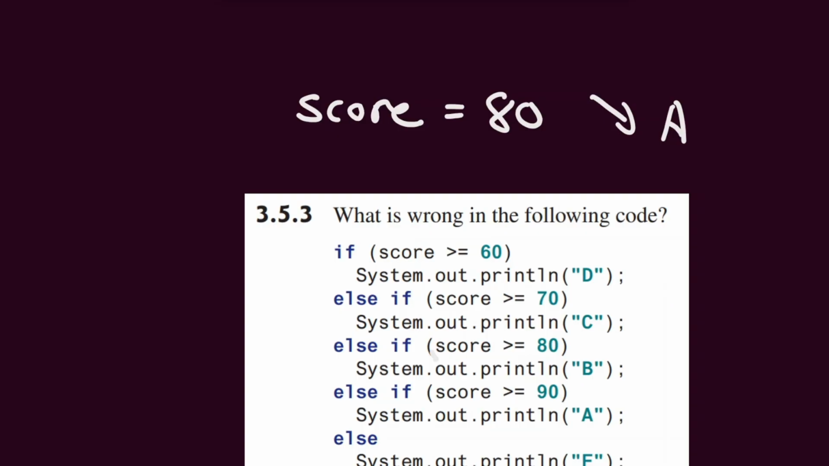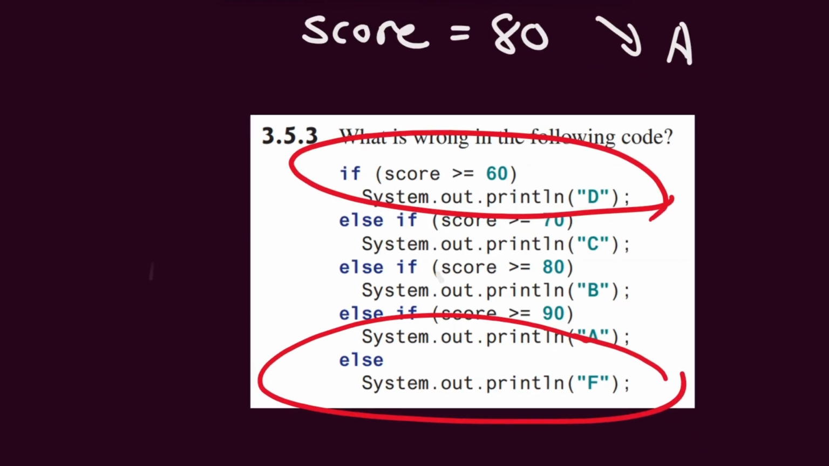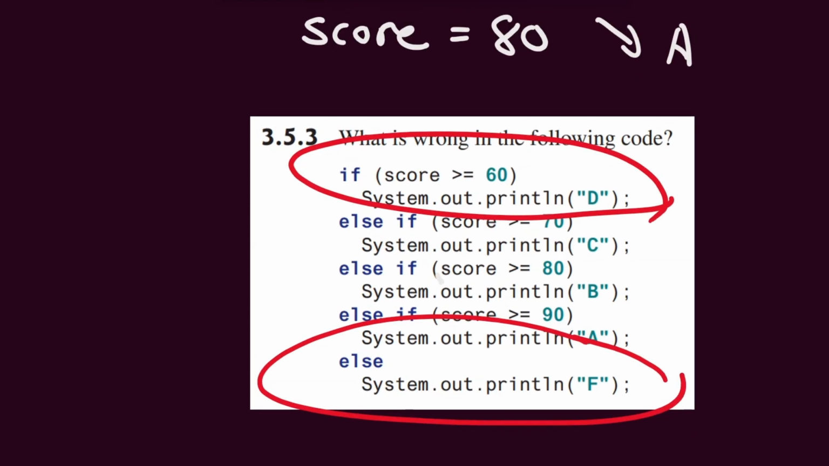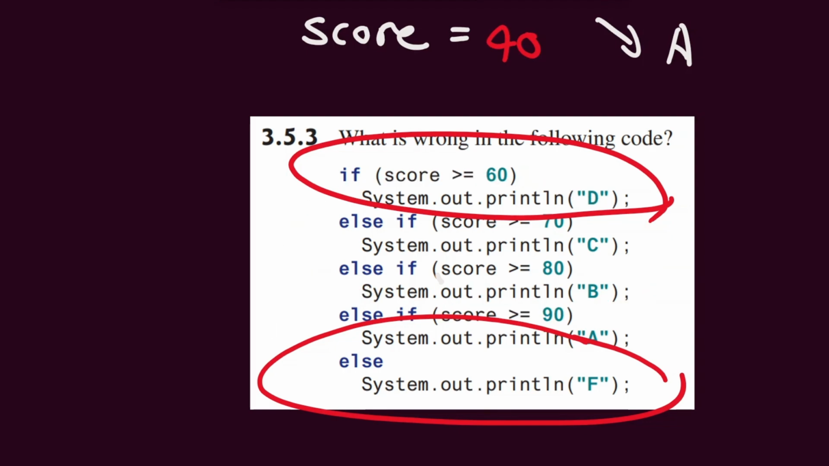So that's exactly what's wrong with this code. It's printing the lowest grade first. Okay, so the only two lines that will get executed are this line and this line at the very end, because if we get less than 60, let's say a 40, then obviously none of these are going to execute. So it's just going to be at the very end. So that's what's wrong with this code.